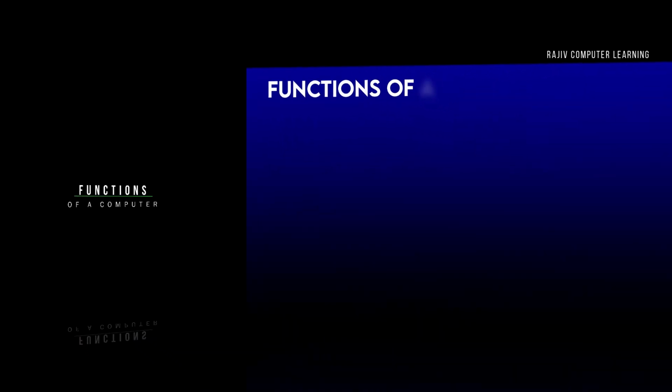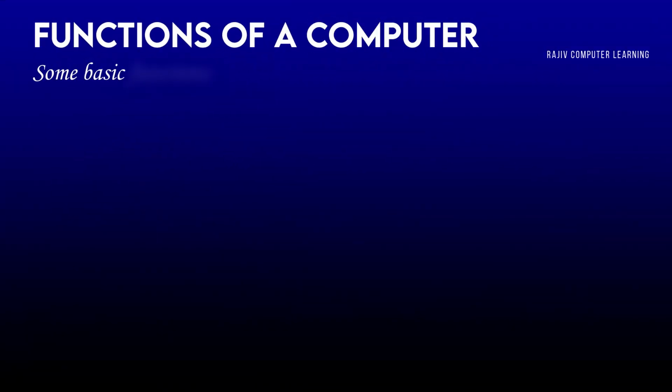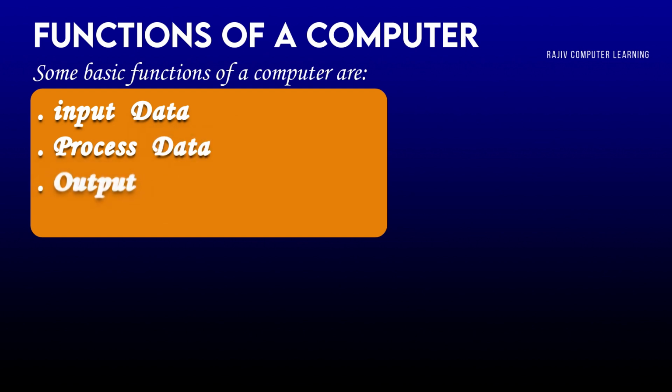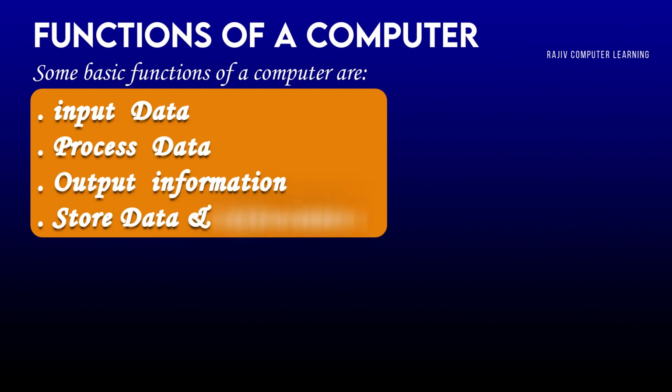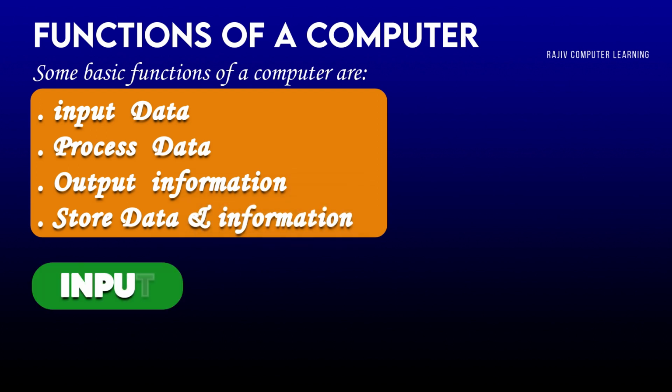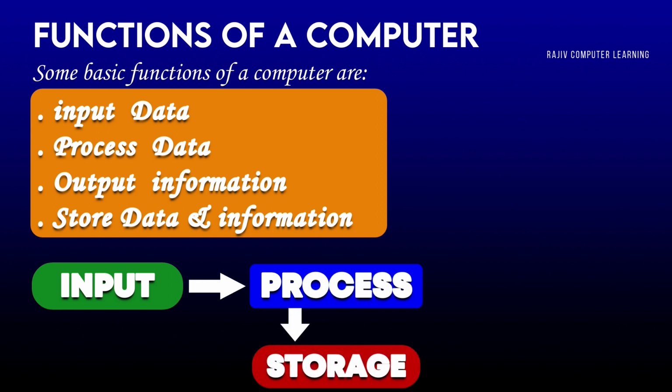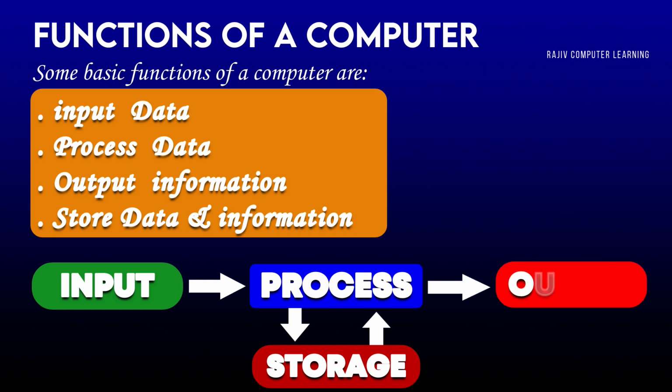Functions of a computer. Some basic functions of a computer are: input data, process the data, output information, and store data and information. The graphics show how data travels through the input unit to the process unit and storage unit, and output information is produced.